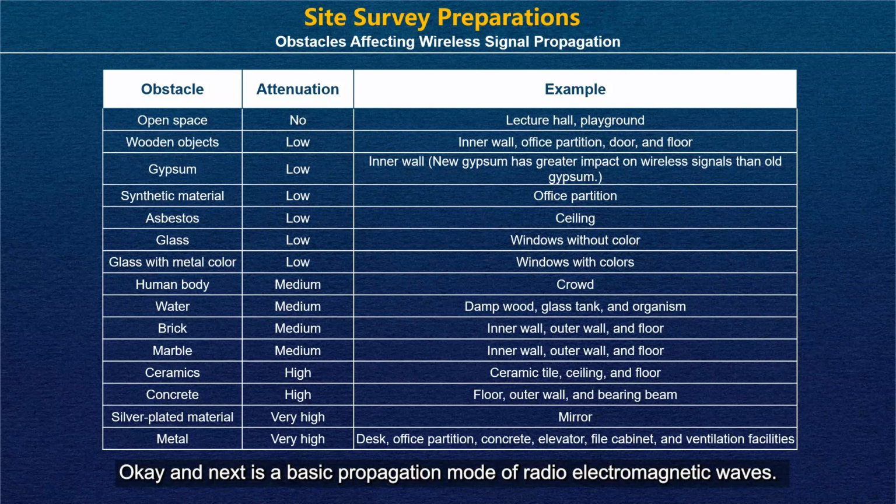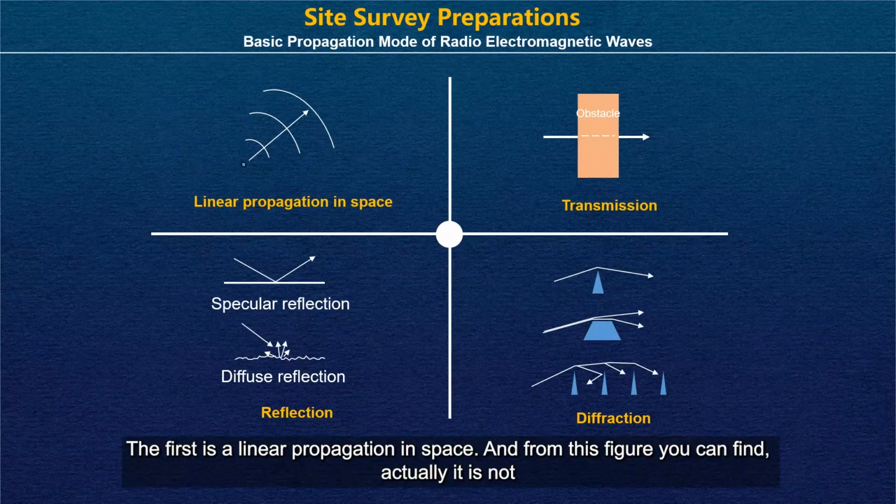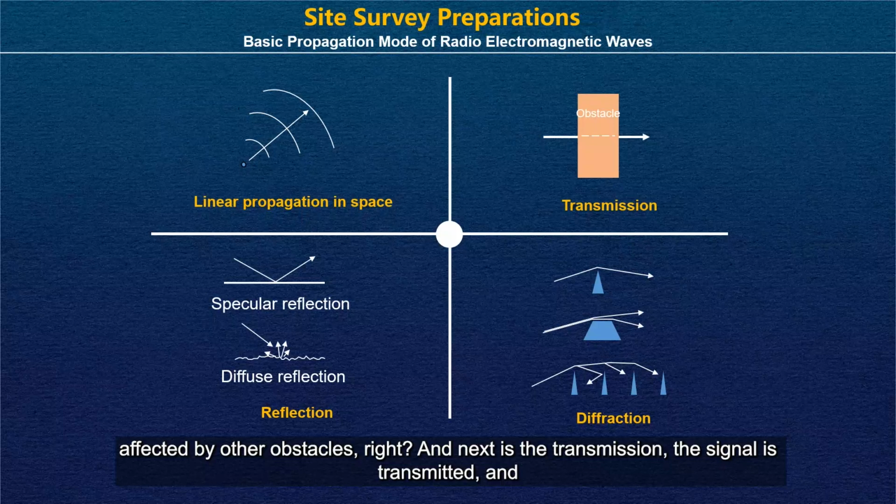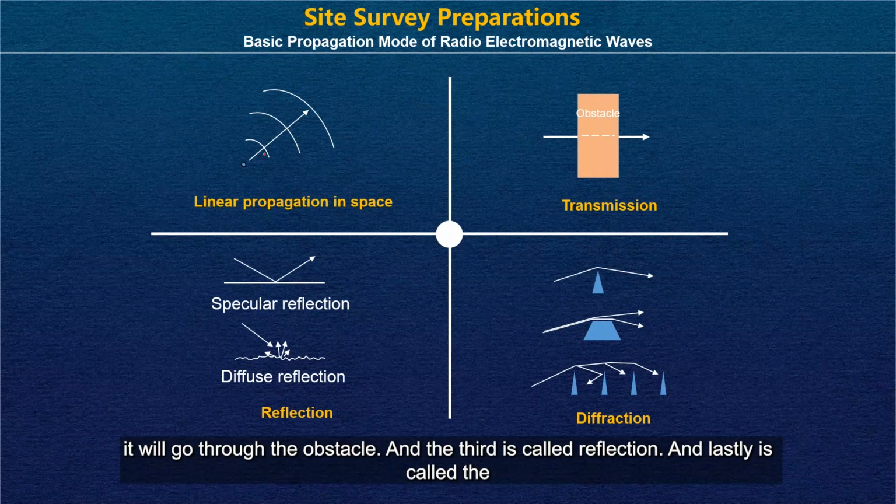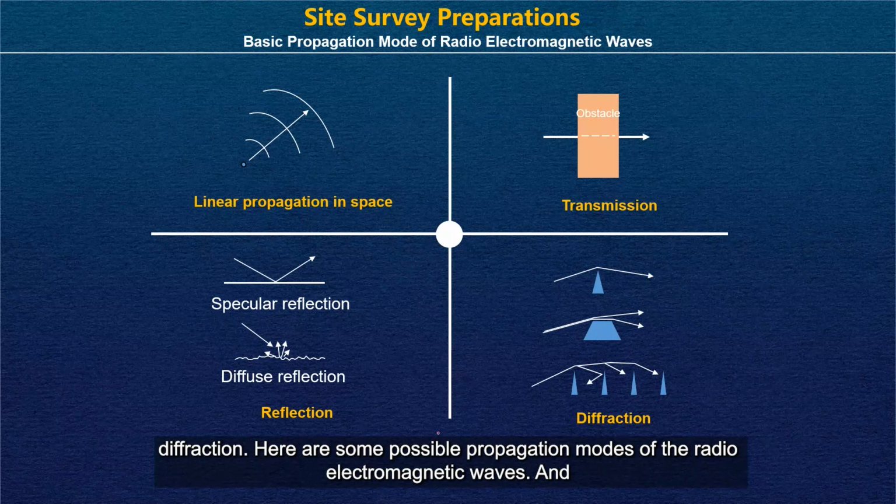Okay, and next is the basic propagation modes of radio electromagnetic waves. The first is linear propagation in space, and from this figure you can find it's not affected by other obstacles. And next is transmission. The signal is transmitted, and it will go through the obstacle. And the third is called reflection, and the last is called diffraction. Here are some possible propagation modes of the radio electromagnetic waves.